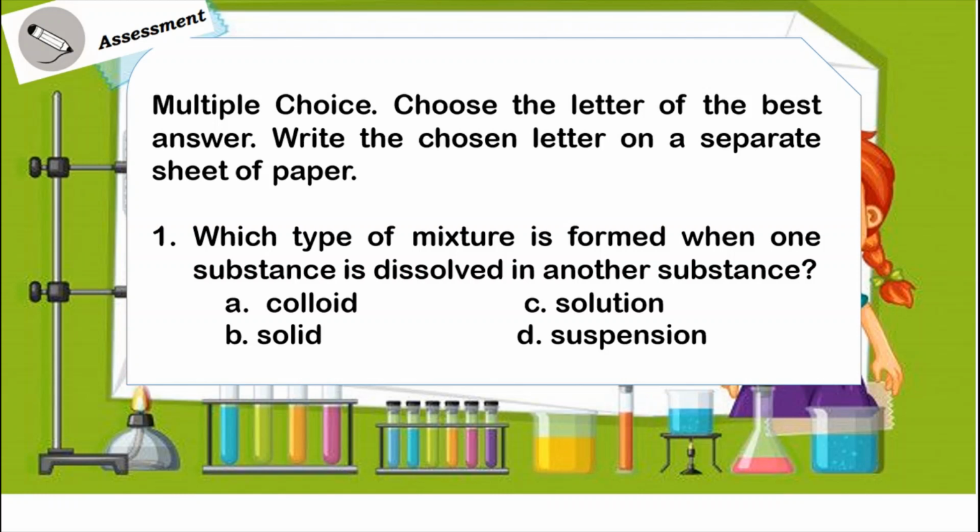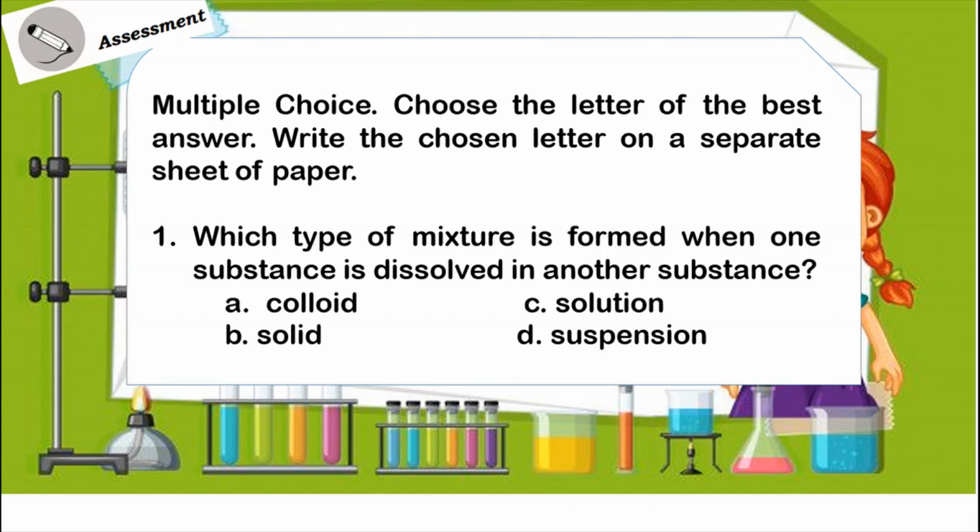Number 1. Which type of mixture is formed when one substance is dissolved in another substance? What kind of mixture is formed when one substance is dissolved in another substance? A. Colloid. B. Solid. C. Solution. D. Suspension.